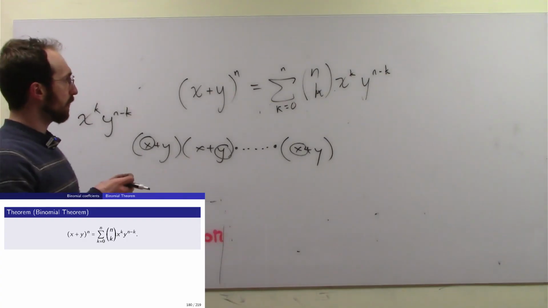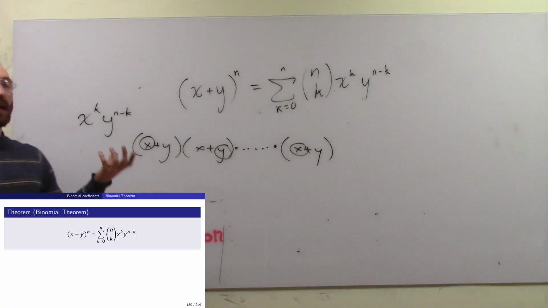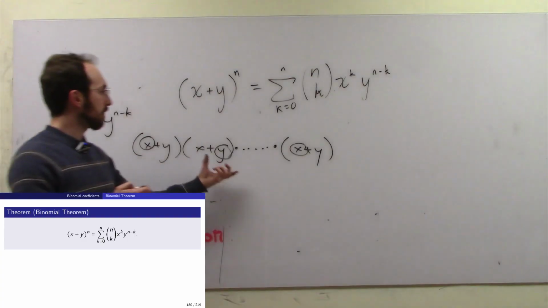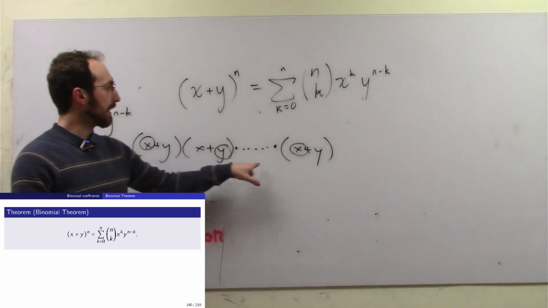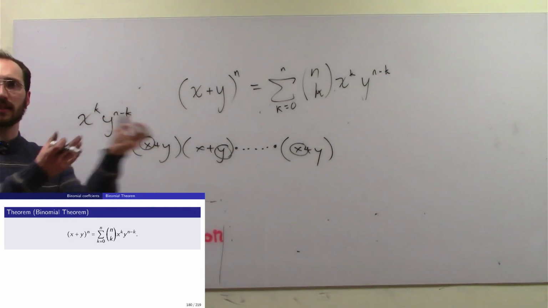And the fact here is, how many ways was I able to choose an x in this process? Well, I had two choices at each step, and it actually didn't matter how I chose it.